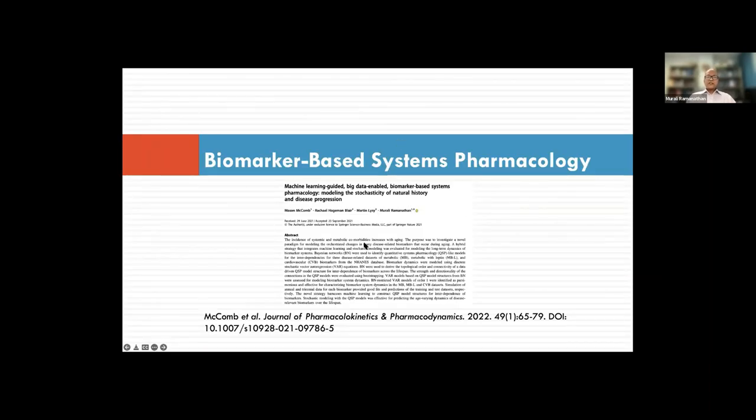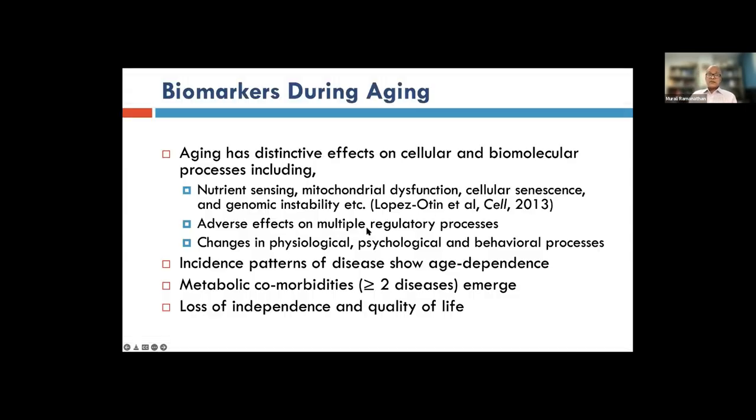So the next case study that I'm going to talk about is what I call biomarker-based systems pharmacology. And here you can see the paper that we've drawn on. The term that I'm introducing is biomarker-based systems pharmacology. You've seen elements of this already as we took biomarkers from the NHANES dataset and built a systems pharmacology model. But here our goal is to make disease progression models for metabolic diseases. And we are going to use some of the same elements, but in a different way. And the biological framework that we are interested in is to look at aging.